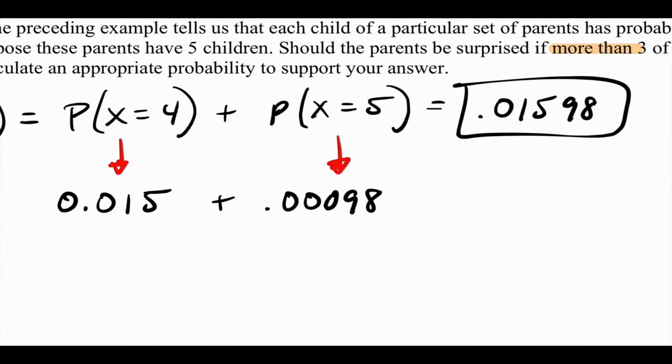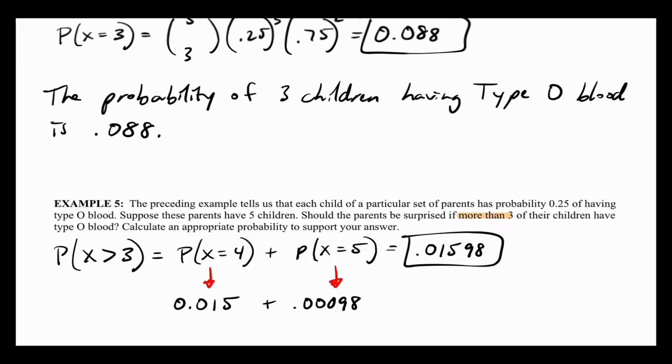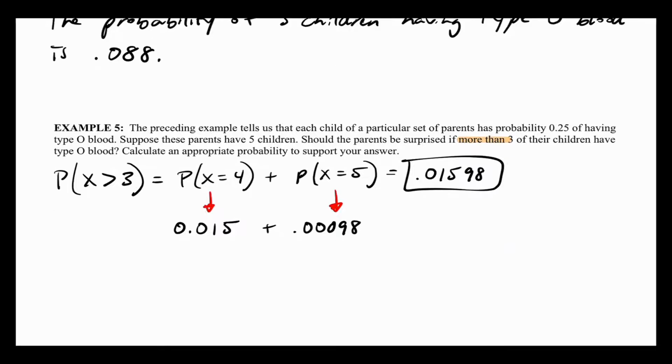That's why this number is so small. 4 and 5 is very, very small because we're not expecting that. There's a very low expectation that there's going to be 3, 4, or 5. Okay?